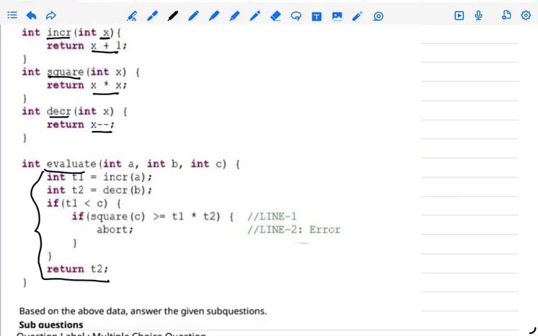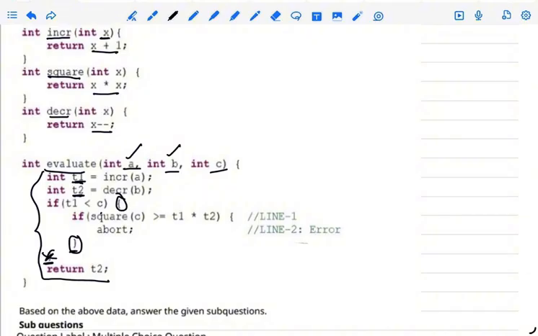The evaluate function has arguments a, b and c. Inside, t1 and t2 are variables defined by increment a and decrement b, so t1 is increment a. Then, if t1 is less than c, and if square of c is greater than or equal to t1 times t2, abort, which is the error. Line 2 is the error abort condition, and line 1 is the other. Finally, if the condition is true, it returns t2.